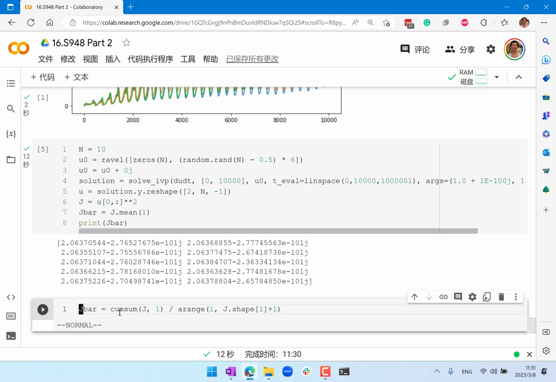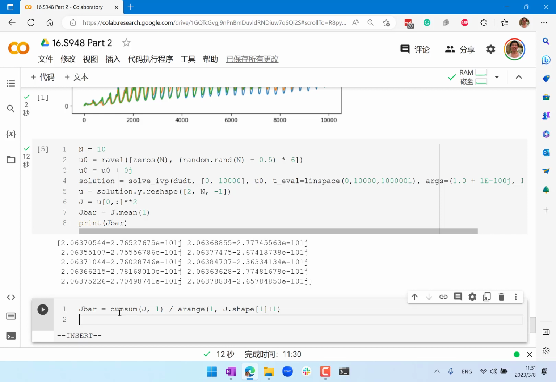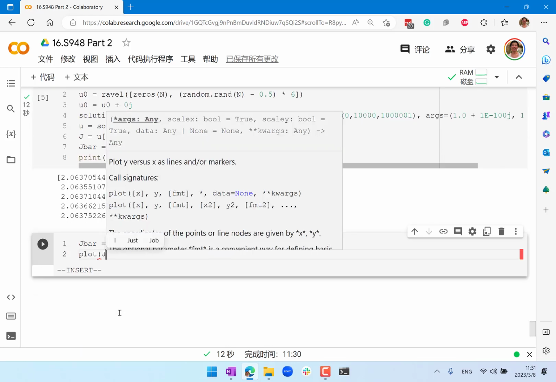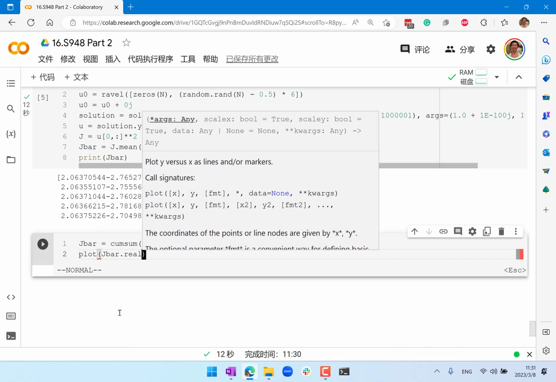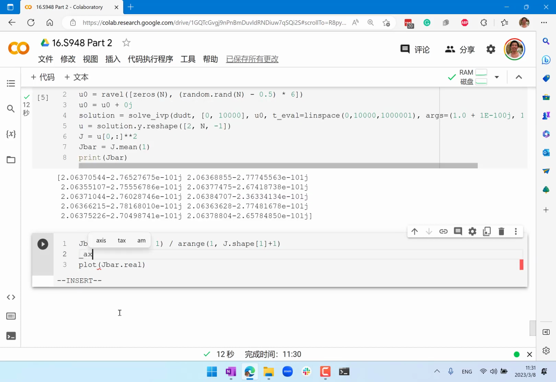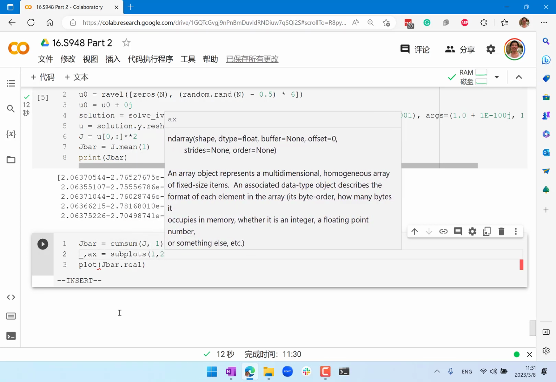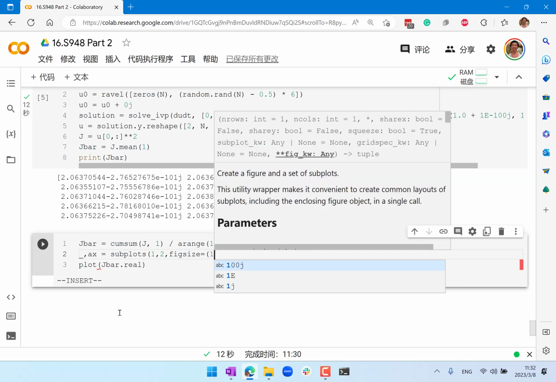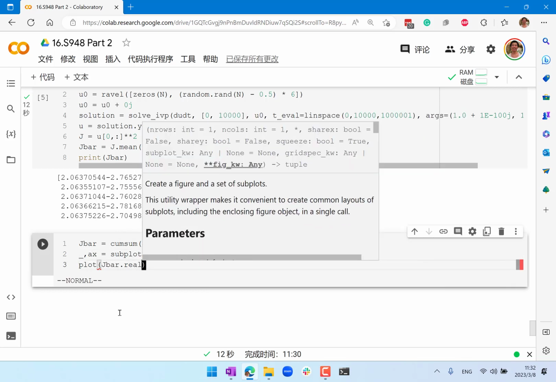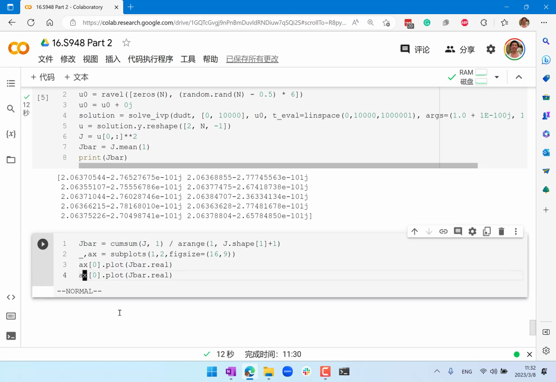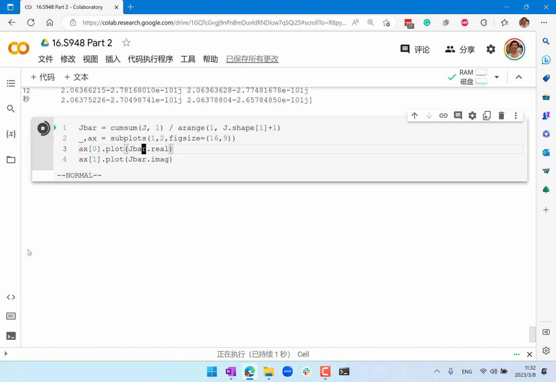And let's actually plot both the real and the imaginary parts of J bar. So let's plot J bar dot real, and let's make 2 plots: first the real part and then the imaginary part. Actually, let me see how that looks.